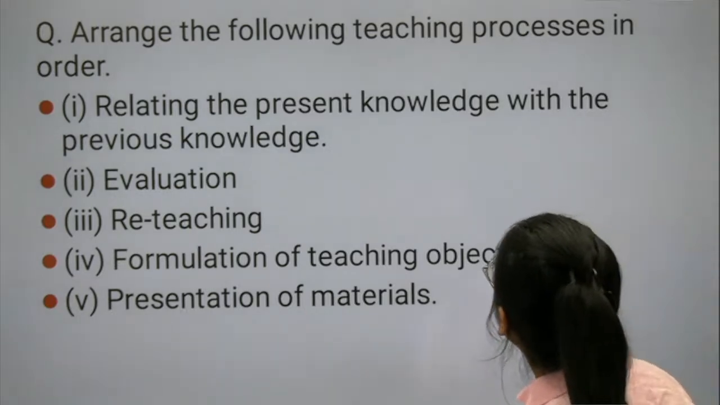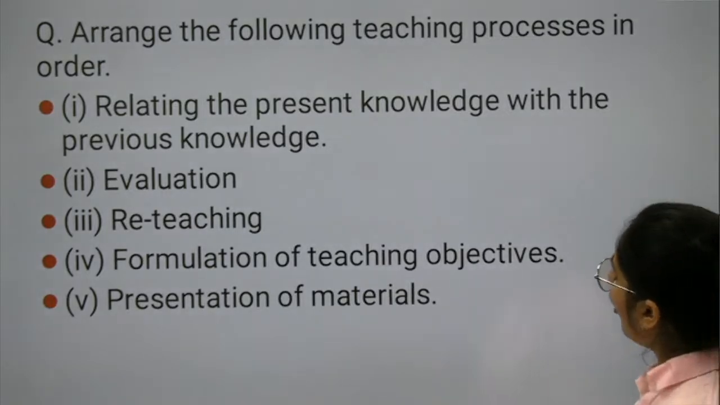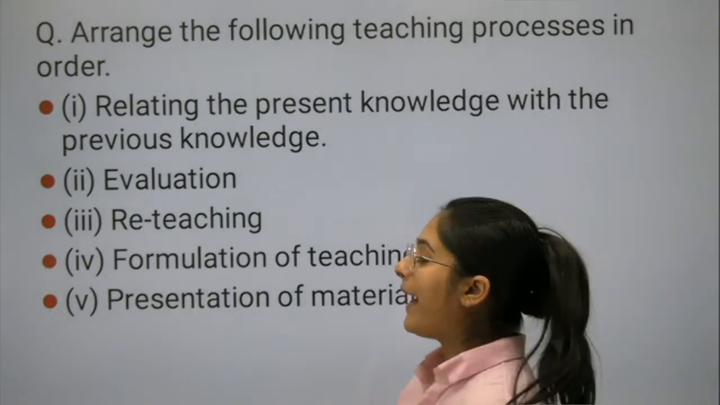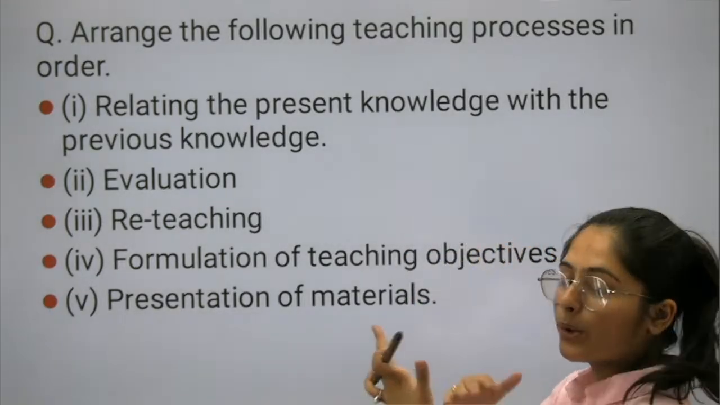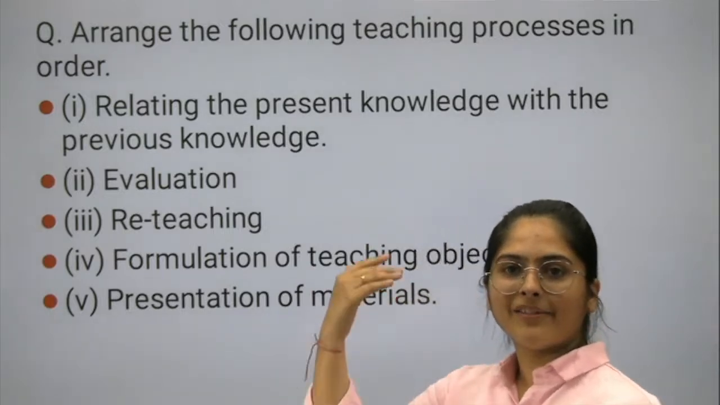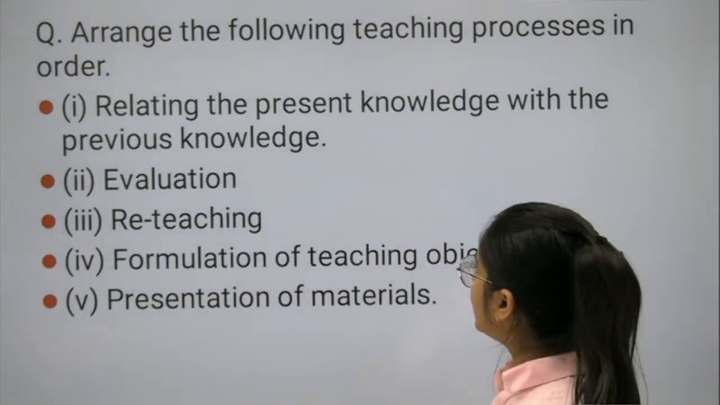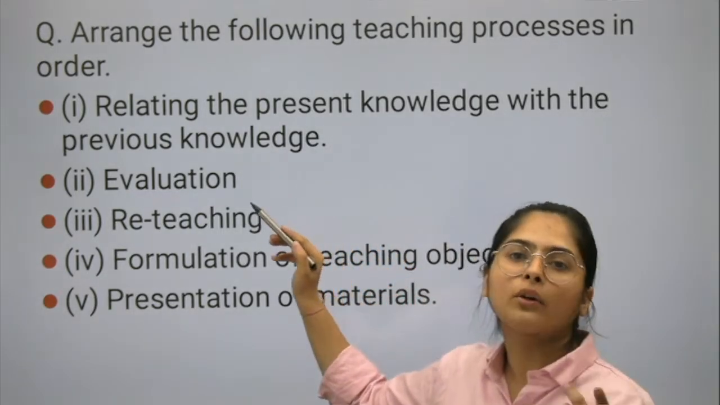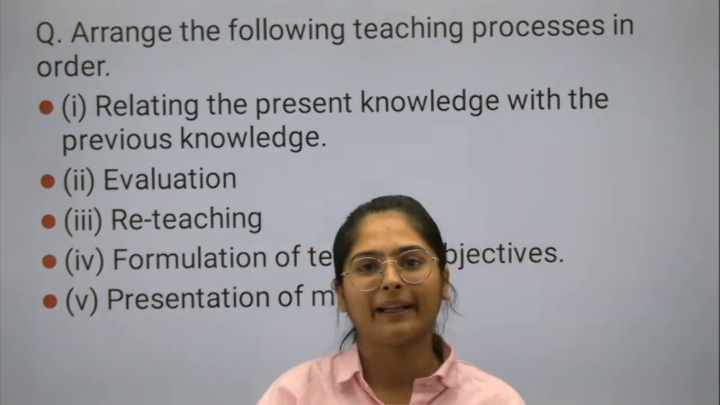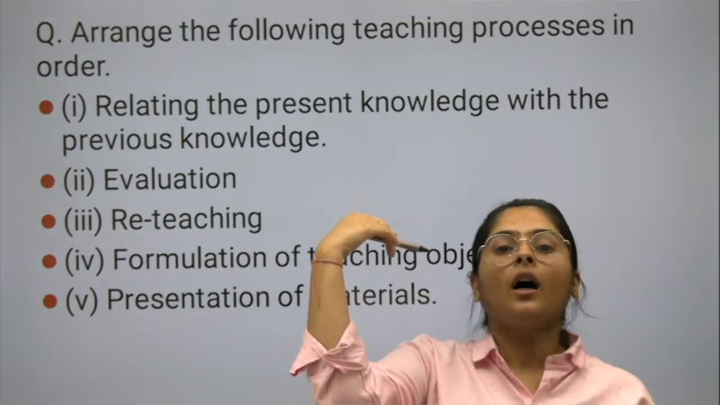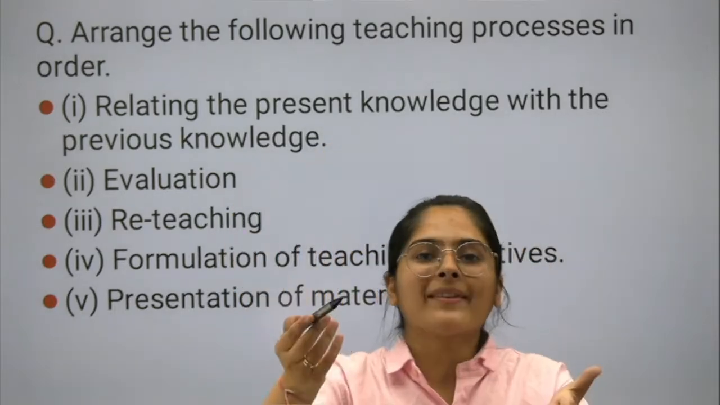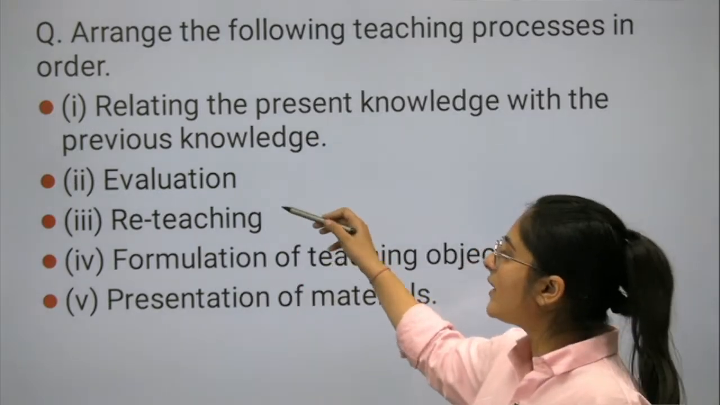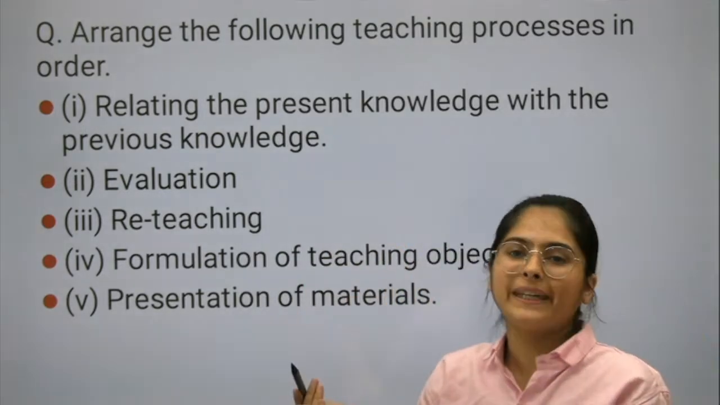The first is relating the present knowledge with the previous knowledge. Of course, this is important, but we cannot start a lecture like this, right? Evaluation, you already know that it will come at the fourth or fifth place. The evaluation always happens in the end. Reteaching, now just focus on these two points, evaluation and reteaching. By this you already know the sequence: after evaluating, once you know that the class is not giving the result you expected, of course you will reteach that topic. So evaluation and reteaching are the last two options, which we have already found.